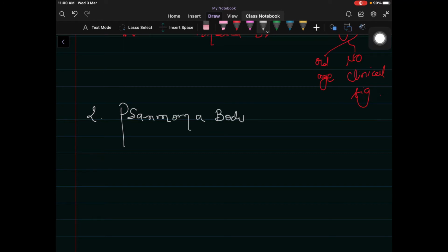After Monckeberg sclerosis, let's move on to the second one, that is psammoma body. Psammoma body gives concentric lamination of calcium deposition. Everything we are discussing today, we will go through in pictorial representation later on, but now let's discuss the psammoma body. It is easy to remember.